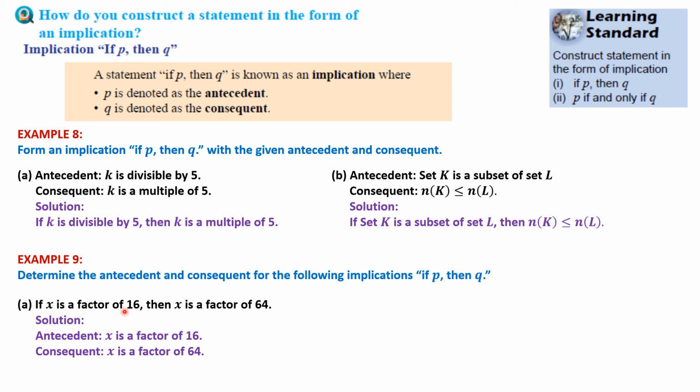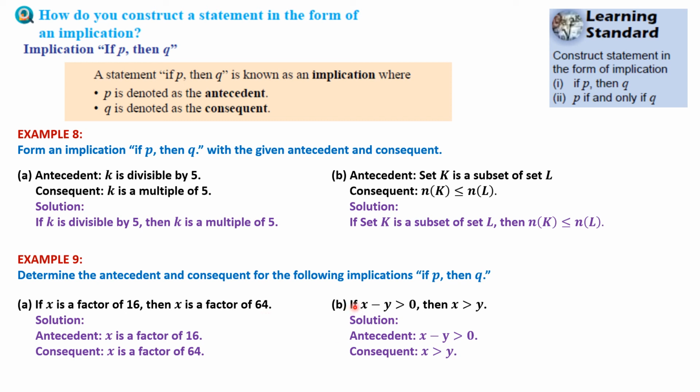So I give you an implication right here: if x is a factor of 16, comma, then x is a factor of 64. So how do you write down the antecedent? For the first statement, we write the first statement as the antecedent: x is a factor of 16. This one is the antecedent, okay? And then the consequent is x is a factor of 64.